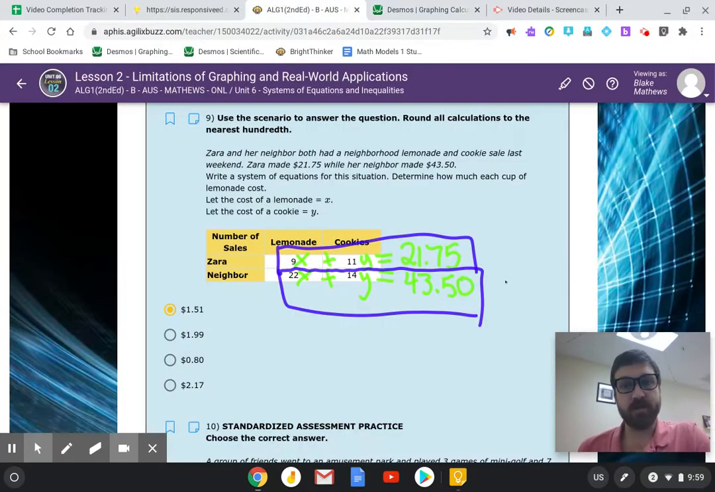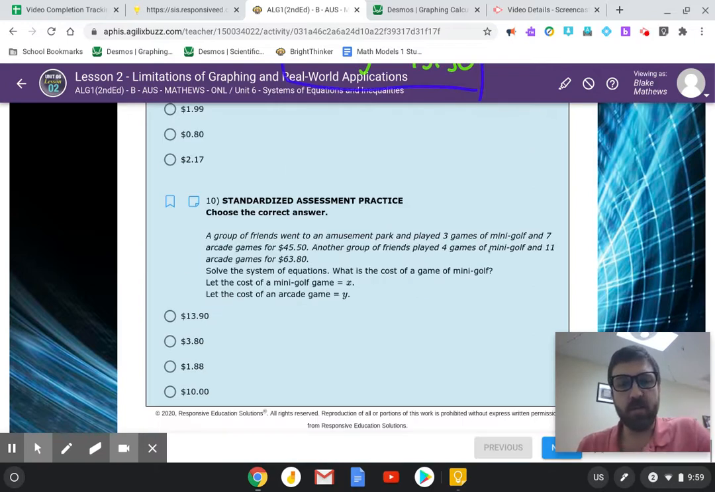So that's really all you have to do. One concept you want to understand here is that when we're doing these types of equations and we have a number of things, those are always going to be multiplied by the variable that goes with them. So we did 9 times x and 22 times x because those were both lemonade, 11 times y, 14 times y because those are the cookies, and then we added them up to find the total. Very similar concept on number 10.